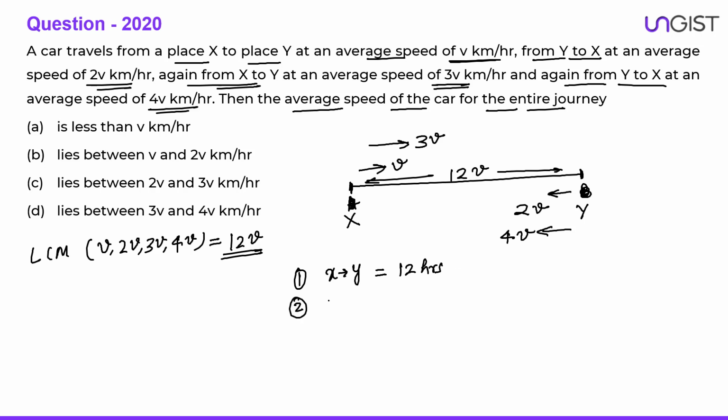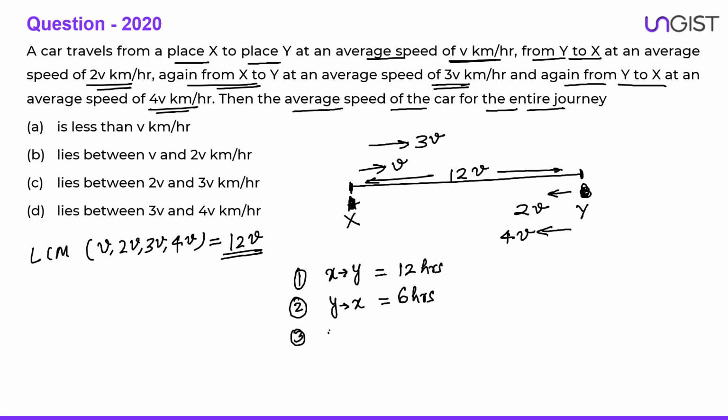I'm finding the time. Then for the second time, when he is coming from y to x, what time is he taking? 12v divided by 2v, which is equal to 6 hours, right?